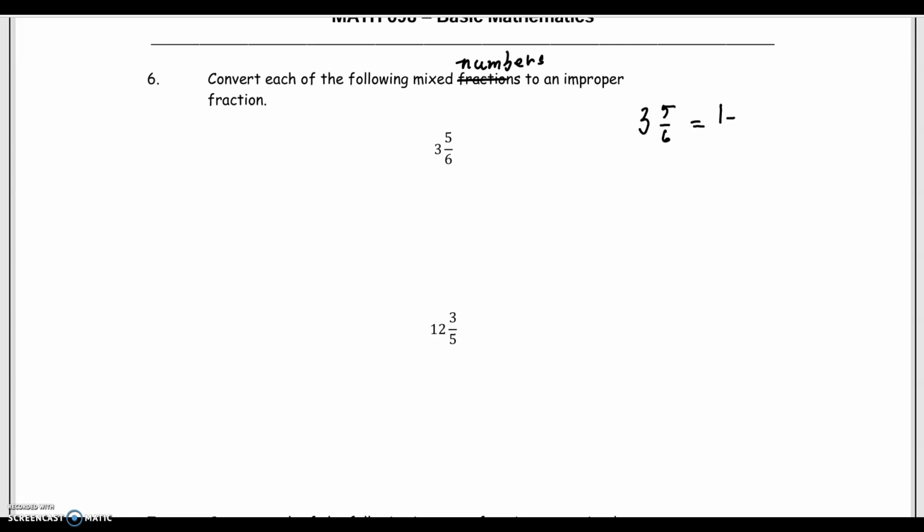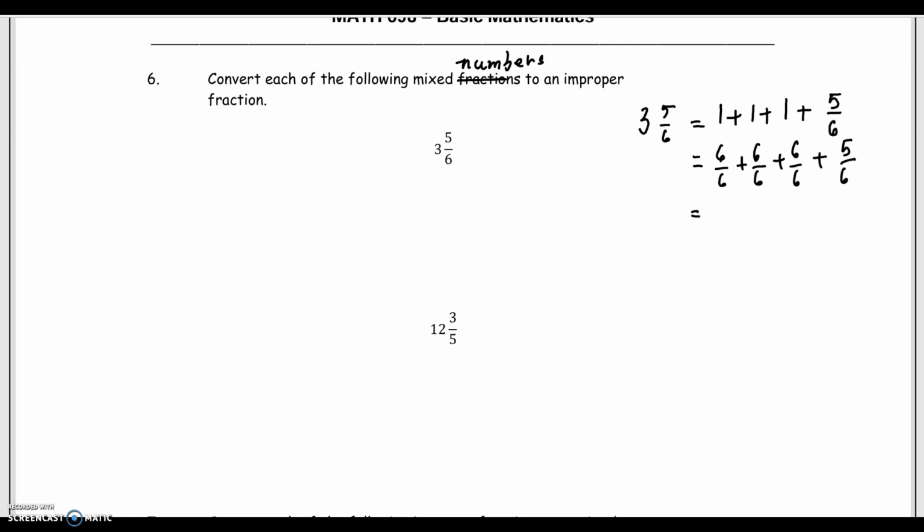So 3 is 1 whole plus 1 whole plus 1 whole. And in addition, we have part of a whole, which is 5/6. It's a fraction of the whole. Now, if you're counting the total number of sixths, 1 is 6/6, 1 is again 6/6, 1 is again 6/6, and then we have 5 more sixths.